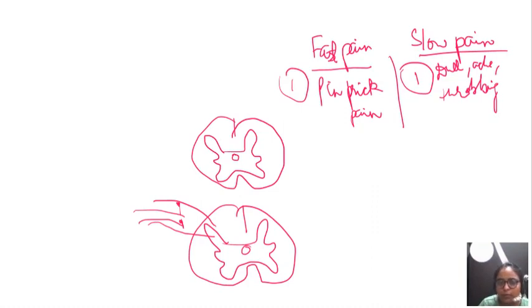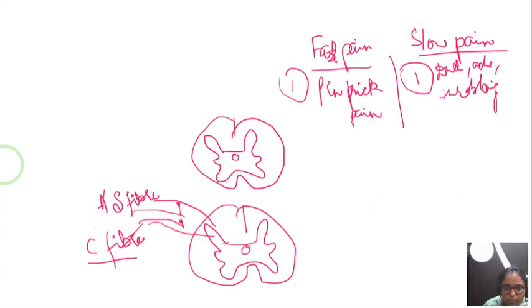Fine. So we have one concept here: your fast pain is carried by your A delta fibers. Otherwise all is the same, but you just have to remember it. And your slow pain is carried by your C fibers. Nothing more. A delta fiber is more myelinated. It's not that much myelinated, but compared to the C fibers it is more myelinated. Fine. And C fibers are non-myelinated.